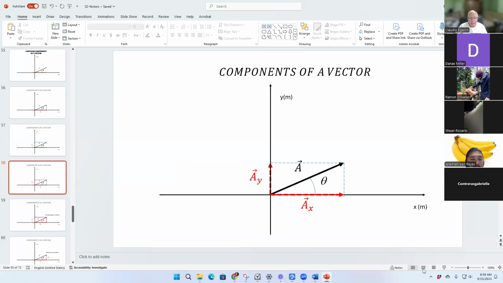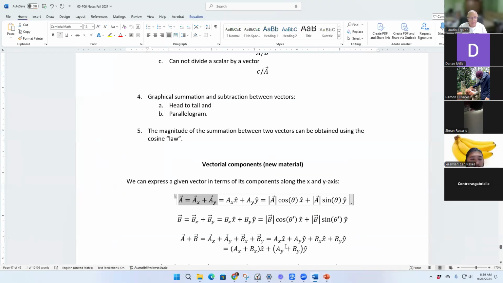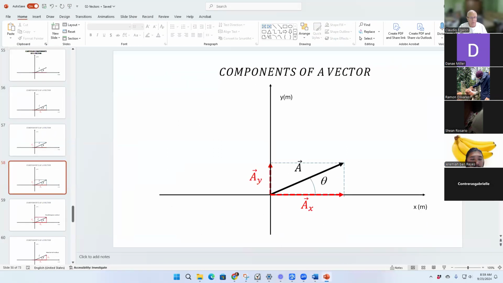Okay, and that's what I did there. See, A_x, the component of the vector along the x direction, plus A_y, the component of the vector along the y direction. This sum here is equal to the original vector. What else can we do? Let's copy that into our notes.